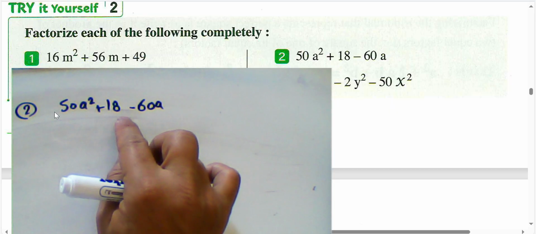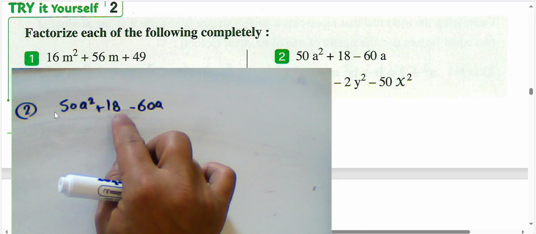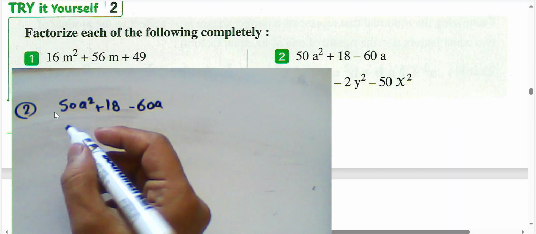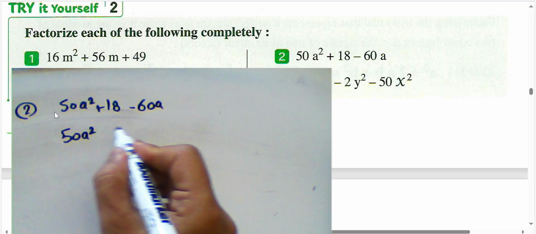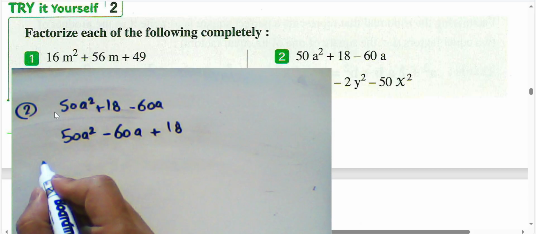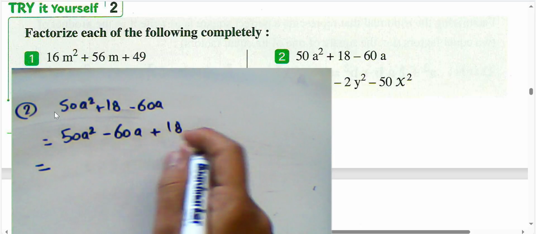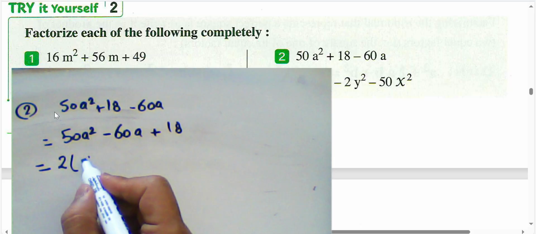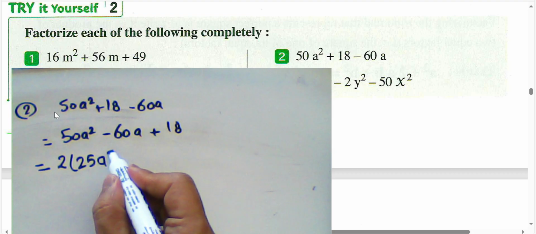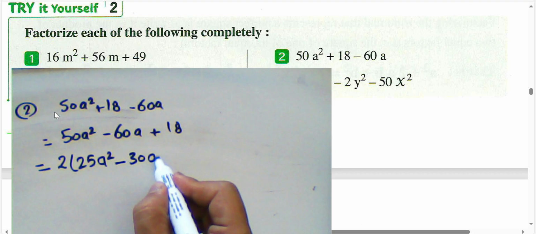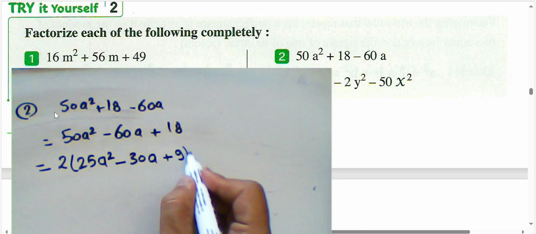Number 2, we have 50a power 2 plus 18 subtract 60a. In this example we can write a common factor between them, but first we must arrange it so that the middle term comes in the middle. So I have 50a power 2 subtract 60a plus 18, and then you can take the common factor of the 3 terms. Write 2 outside. 50 divided by 2 equals 25, so 25a power 2. 60 divided by 2 equals 30. 18 divided by 2 equals 9.